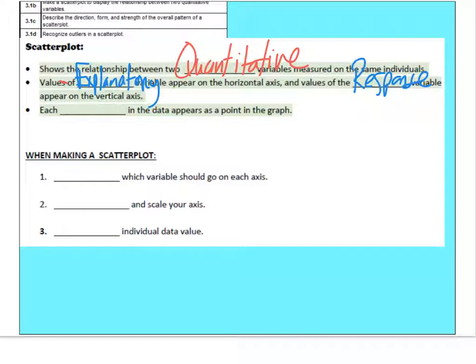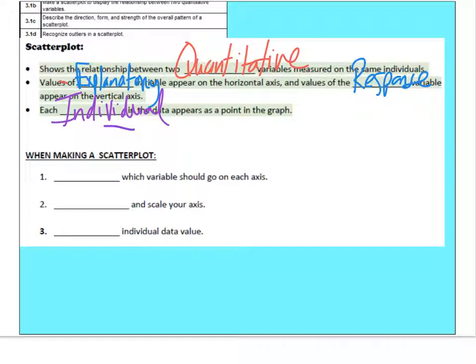The third point is that each individual in the data appears as a point in the graph. If you recall the previous video, we started off looking at the Chapter 1 and Chapter 2 test results, where every point on the scatter plot was a particular student.